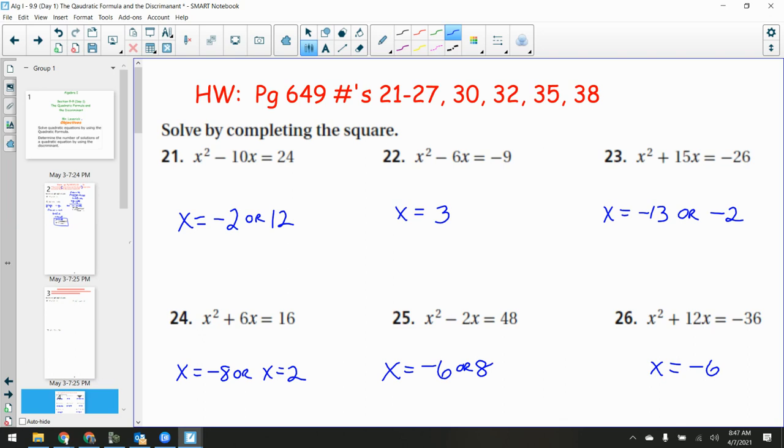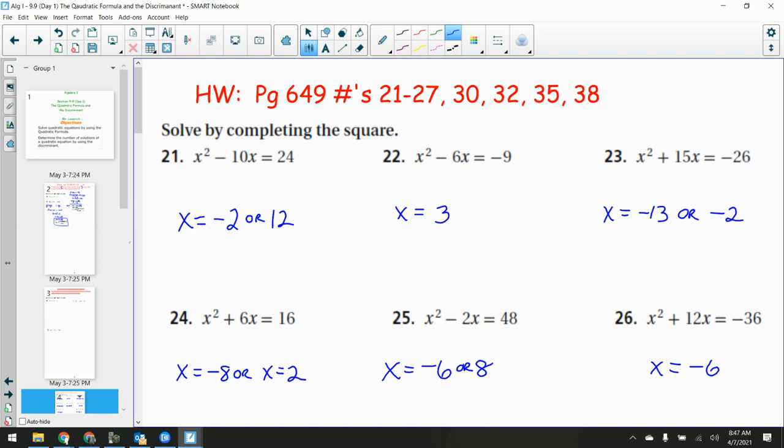So if somebody turns it in late, I will check and see if you put any work with it. If you're not, I am giving you zeros. So please check if you turn an assignment in late. I am checking to see if there is actually work to go along with it. So here are the answers for 21 to 26.